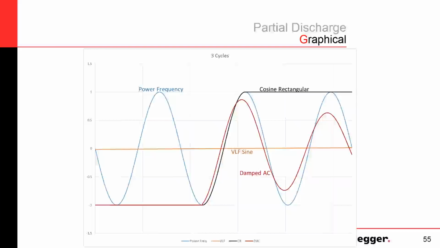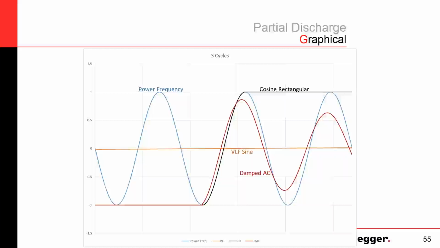And when I get down to this level here of 3 cycles of power frequency, you can see that there's a huge difference, especially between VLF sine and the rest of the waveforms. Power frequency, of course, is our reference, and that's the one that we strive for. And the cosine rectangular, the one in black, you'll see that for 1/2 of a cycle, it very closely mirrors your power frequency. So it oscillates from a negative peak to a positive peak, for example, in about the same amount of time as power frequency does.